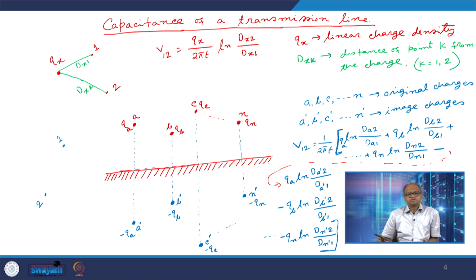So with this, we will be embarking on the calculation of the capacitances. So let's stop here, and then we will continue with this topic in the next lecture.